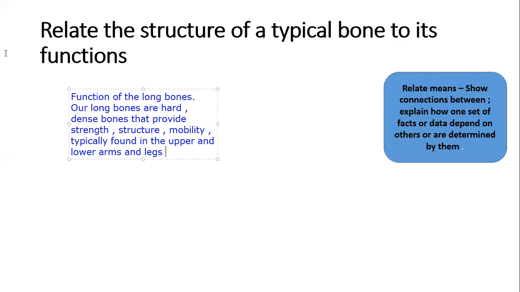Now, what part of the bone produces the white blood cells? What in the bone allows it to produce white blood cells? Yellow marrow. Very good.